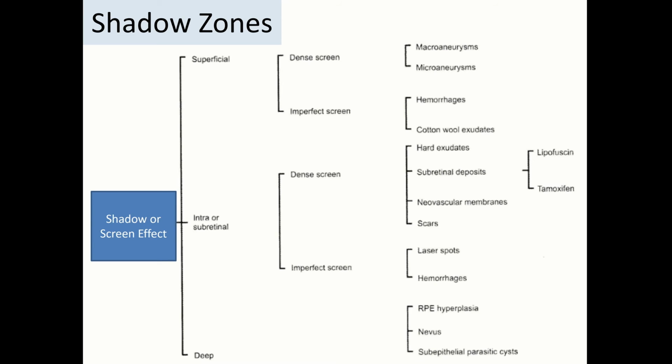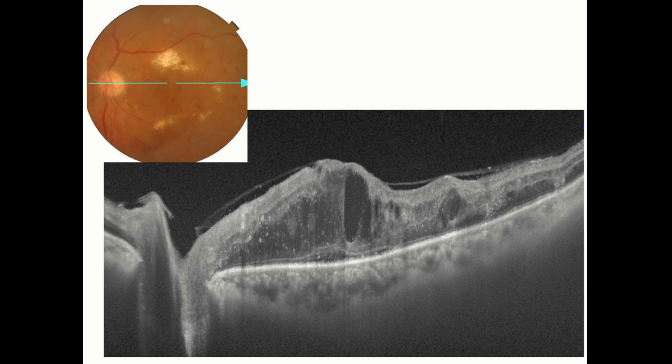Then the next thing is a shadow or screen effect, which can be superficial, intra or subretinal, or deep. So it's of a dense screening, which can be macroaneurysm or a microaneurysm, imperfect screen, hemorrhage, or cotton wool spot. Then you have intraretinal screening. Dense screen would be a hard exudate, retinal deposit, neovascular membrane, which are more opaque things, while an imperfect screen of thinner areas would be a laser spot and hemorrhages, while a deep screen would be RPE, hyperplasia, nevus, and subepithelial parasite cyst.